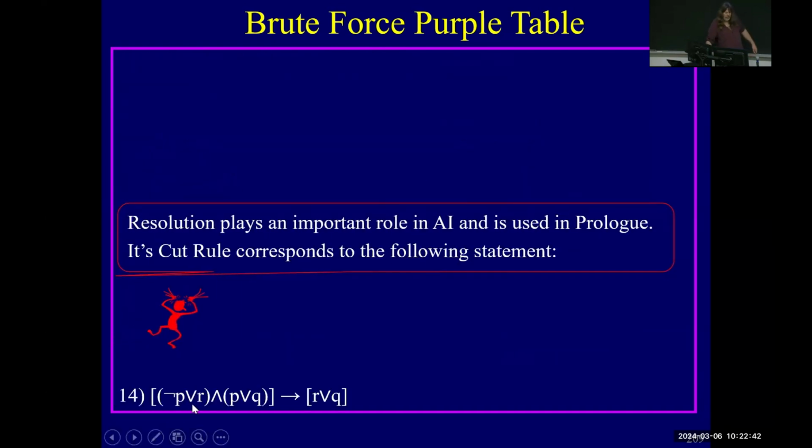And whichever one, suppose not P was false, that would give you R, right? And this one says, well, if P is false, then that would give you Q. And we don't know which one's true, right? So we know that one of them is true. Does that kind of make sense?